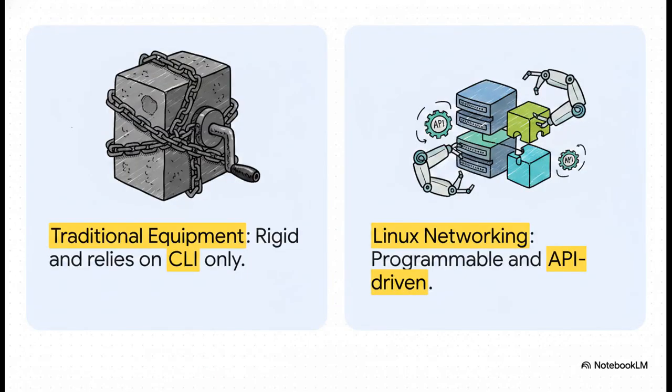So why does the cloud absolutely love Linux networking? Well, just contrast traditional equipment with the modern Linux approach. Traditional network gear is notoriously rigid, locked down, and heavily reliant on manual command line interface configuration. Linux networking, on the other hand, is completely programmable. It thrives on automation. It can be controlled via APIs, it integrates seamlessly with containers and software-defined networking, and it's literally the absolute core of Kubernetes networking. It has a flexibility that legacy hardware just can't match.